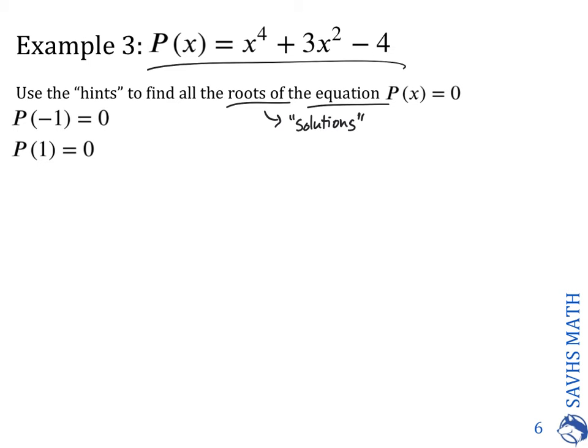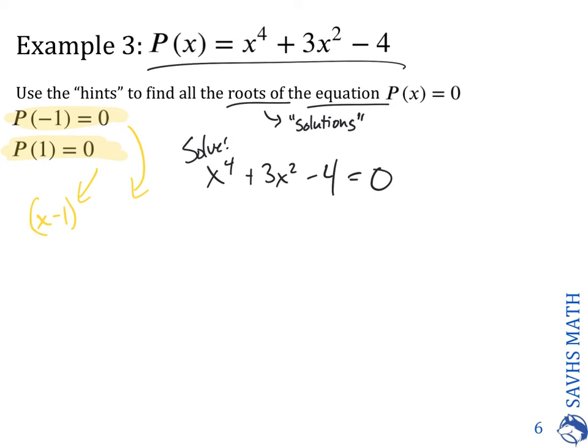So what we're really doing here, surprise, is solve x to the fourth plus 3x squared minus 4 equals 0. This is not that different from what we've done so far today. What we do have here is we have two what we call hints. And so what this says is I can tell you two answers to this polynomial already, and we can use the factor theorem to give us our two factors. So x minus 1 is a factor that comes from here. X plus 1 is a factor that comes from here.